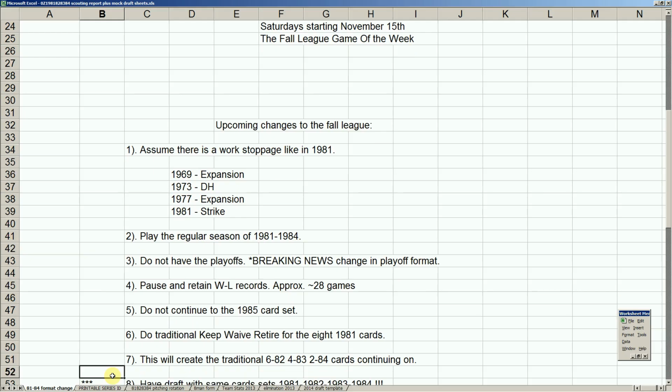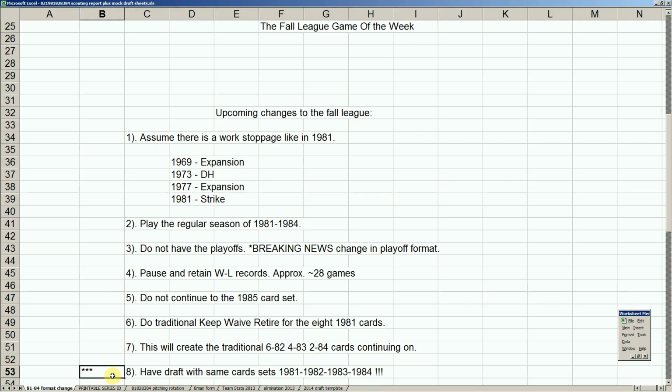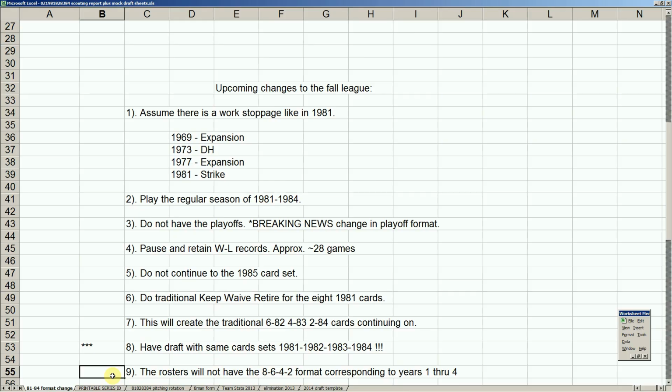So here's the thought. We're going to have another draft, but we're going to keep the same years in place. 81, 82, 83, 84. So it's almost like having another of the same drafts, but it's going to be different because the roster compositions are going to be in a different overlap. It's not going to be the same format. The rosters will not have the 8-6-4-2 format corresponding to years 1 through 4. This is sort of the basic tenet, a maxim of the carryover league. You have 8 cards in the first year and 2 fewer in each succeeding year. Well, that would be broken under this.